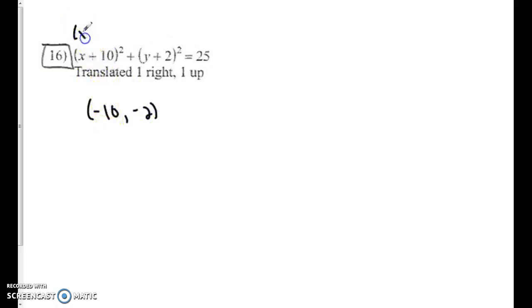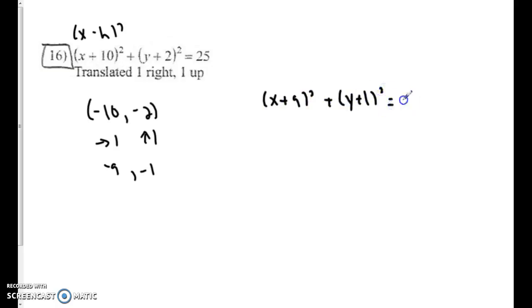Because it's the opposite. When it's x minus h squared, h is usually positive. In this case, it's plus 10, which makes it a -10. And a plus 2 makes it a -2. Now I'm going to the right 1 and up 1. So if I'm doing that, my center is going to -9, -1. And that gets my equation to be x plus 9 squared plus y plus 1 squared equals 25.